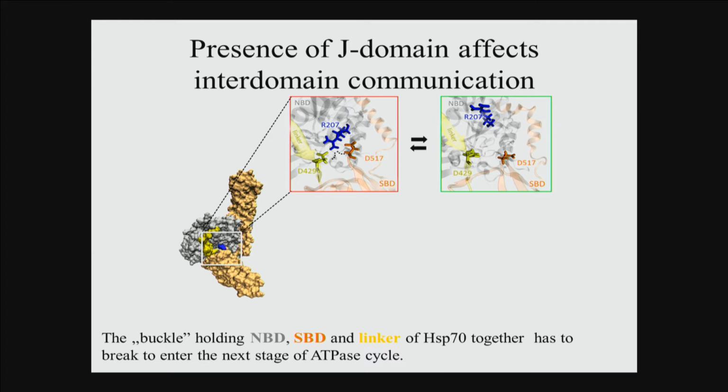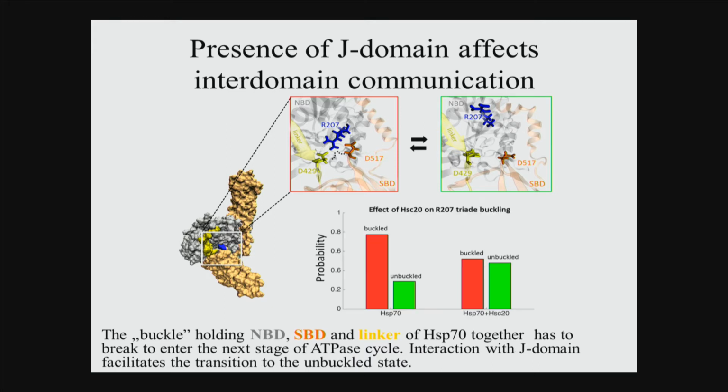The one important thing we have to know about the Hsp70 cycle is that there's an interdomain buckle between the linker, NBD and the SBD, and these three residues over there. So this buckle can spontaneously break, but we see that in presence of J protein, we actually see more unbuckled state. So this interdomain communication can be easily broken, but there's also a question how it occurs.